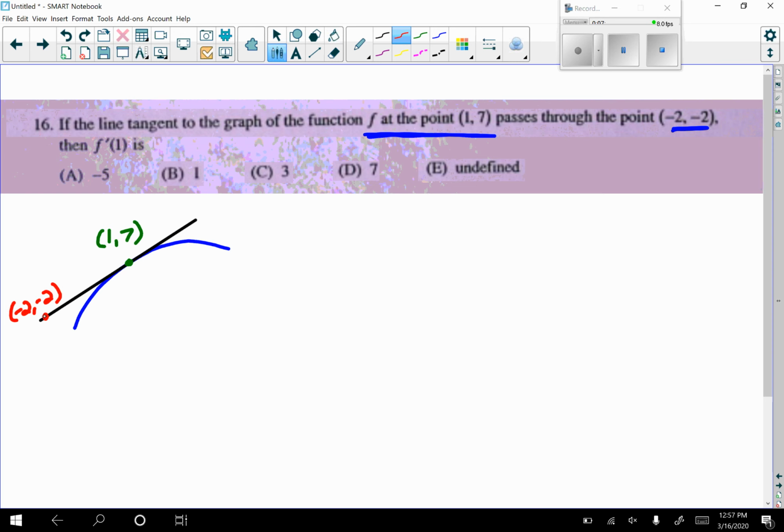Finding the slope of this tangent line is just the slope formula, the y2 minus y1 over x2 minus x1, so that's all we really need to do, because f prime of 1 is right here. That is our derivative, or the slope of our tangent line at x equals 1. So here f prime of 1 is going to equal negative 2 minus 7 over negative 2 minus 1, giving us negative 9 over negative 3, which is 3. So that's giving us C.